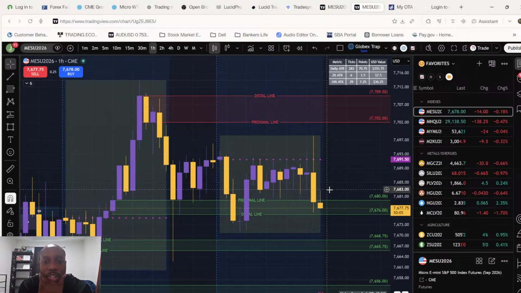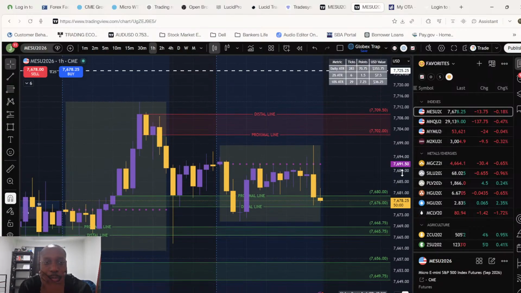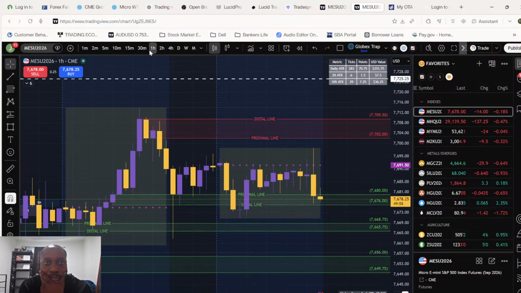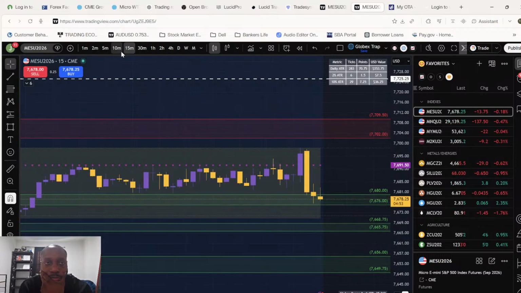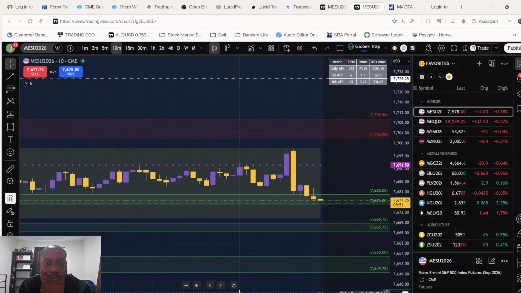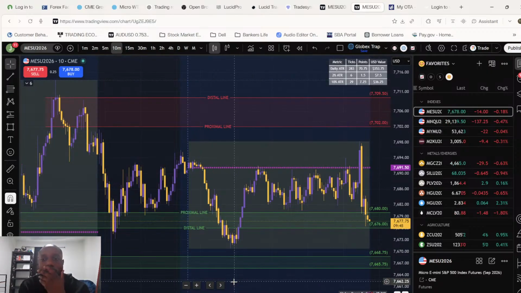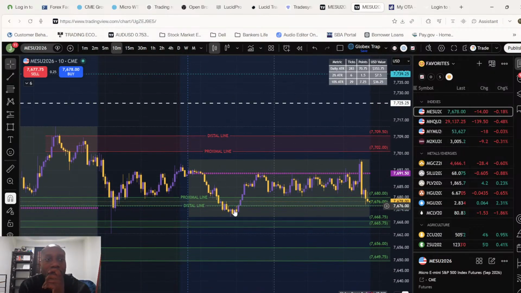No gap here on MES, no gap there at all. Buys on here. Right here is buys on here.